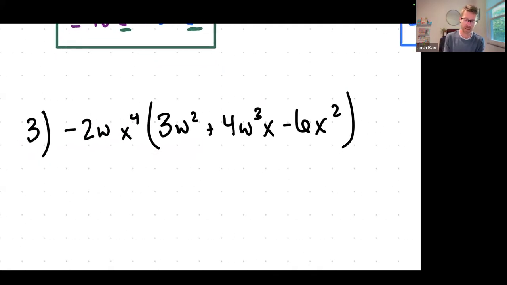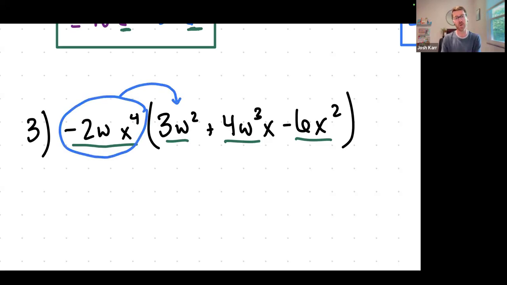Let's name this thing out front, negative 2w x to the fourth. This is all kind of like, it's all one multiplication piece. So this is a monomial, it's one piece. And then inside our parentheses, we have 1, 2, 3 different terms. So we're taking a monomial times a trinomial. Let's wrap up this monomial. Let's distribute it to the first term of our trinomial.